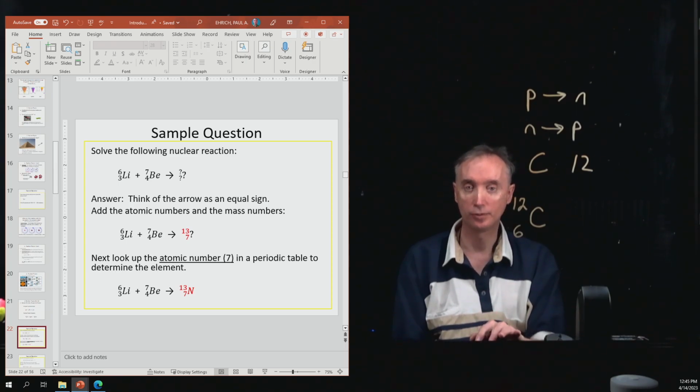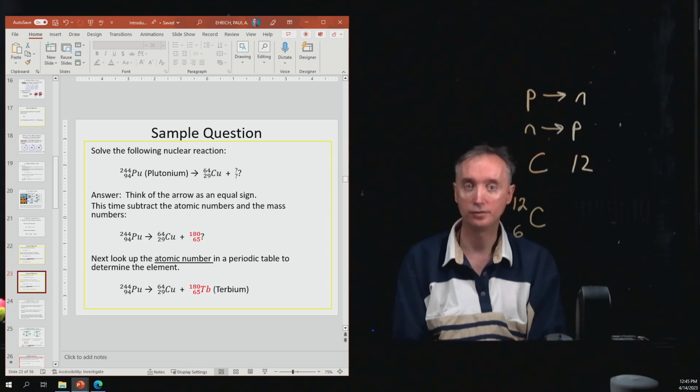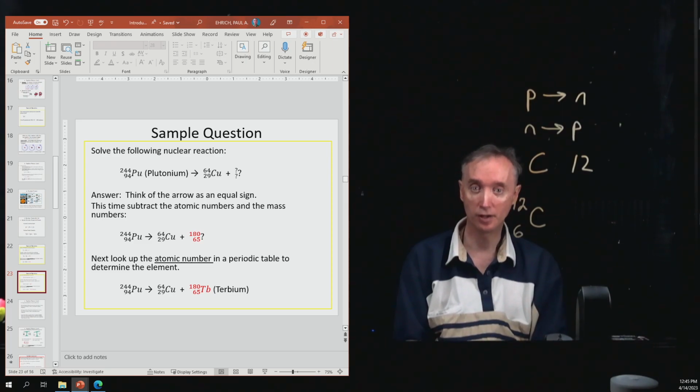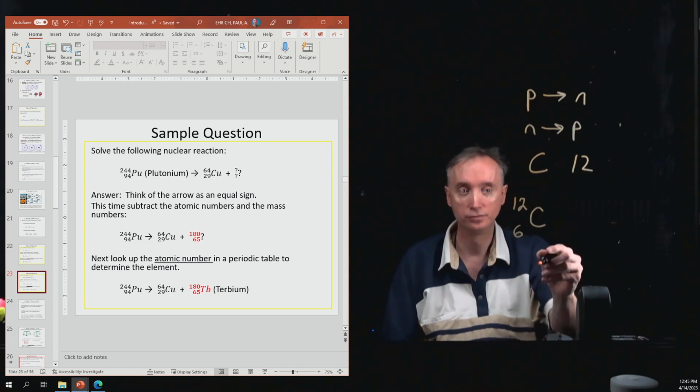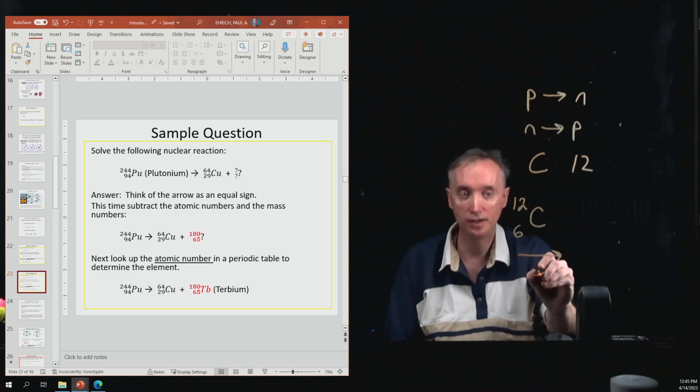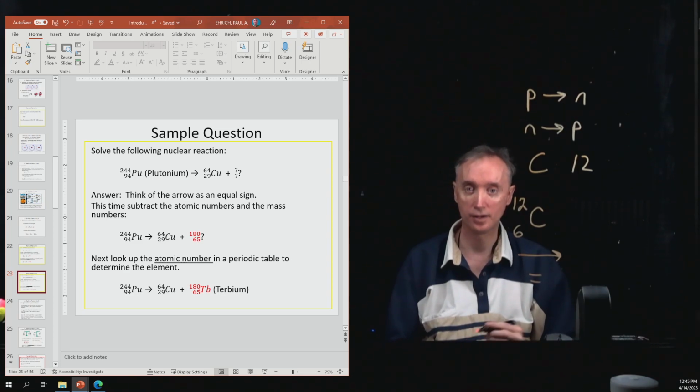So here's an example of another nuclear reaction where you're starting with something and it turns into copper plus what else? And you have to supply the numbers and you have to supply the symbol. So this time it's going to be subtraction. Think of that arrow as an equal sign and then just either add or subtract.